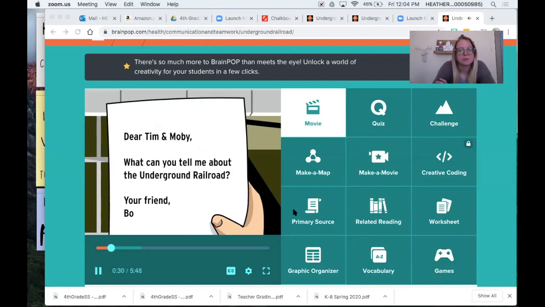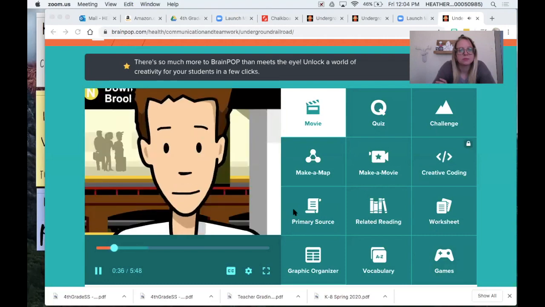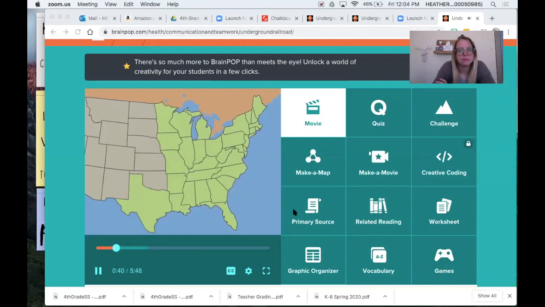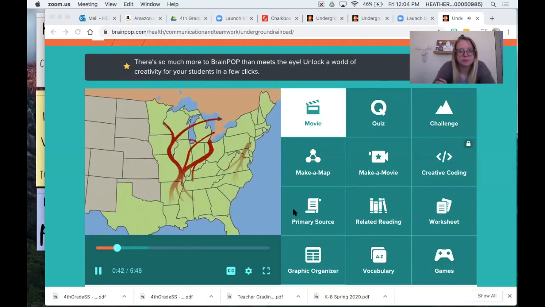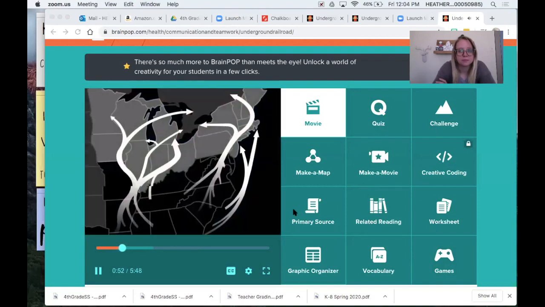Dear Tim and Moby, what can you tell me about the Underground Railroad? Your friend, Bo. Hey, Bo. The Underground Railroad wasn't a subway or anything like that. It was a network of escape routes and hideouts set up during the 19th century. African Americans used it to flee the slave-holding states of the South. The underground part meant that they traveled in complete secrecy.